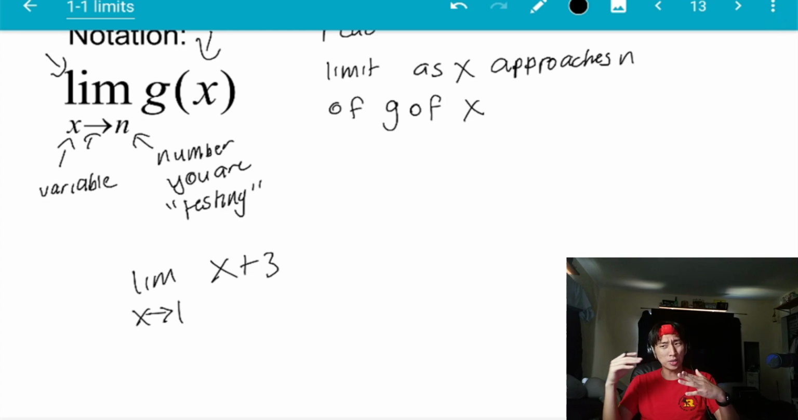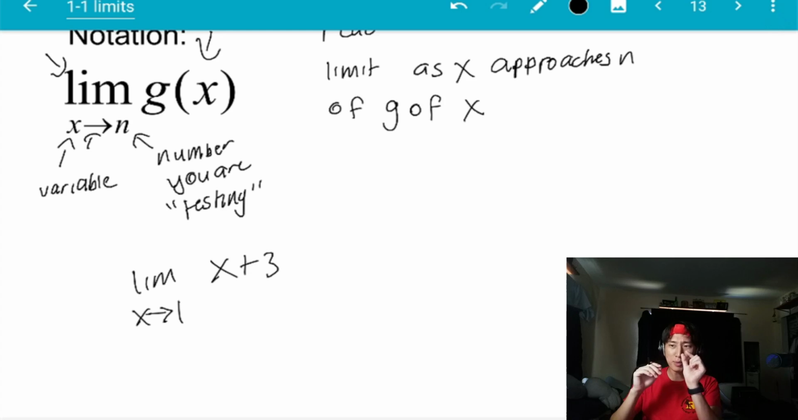1 to 1.001 is okay. 1 to 1.000000001 is better. 1 to 1.000, so on and so forth. The closer you get it to 0, the smaller your gap gets, the way more accurate you get to instantaneous velocity. And that's kind of what we're building here.